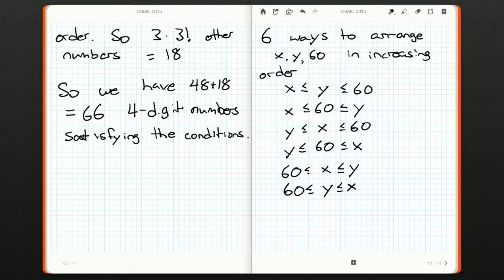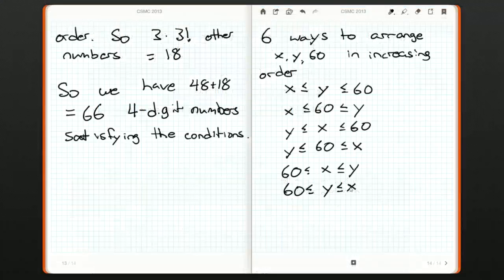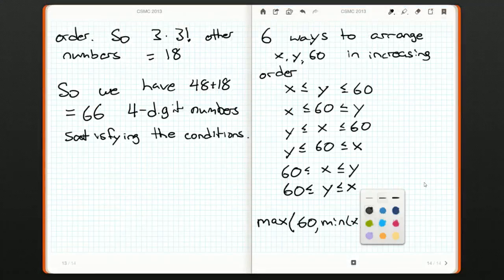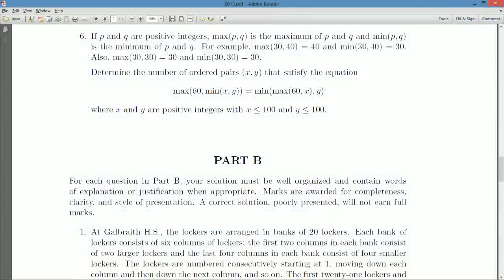Knowing what these are, we can try and see which equations are satisfied and when. Okay. So what's our equation again? Max(60, min(x, y)) = min(max(60, x), y). Alright, so 60, x and y are always written in order, and we just have max and min written about them. So, max(60, min(x, y)), and so we can figure out what that is, and then we can figure out the other side. I'm pretty sure that was it, but let's double check. I don't want to write a whole bunch of stuff out. Max(60, min(x, y)), min(max(60, x), y).